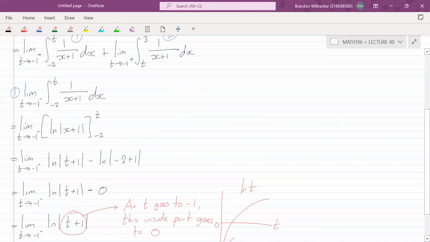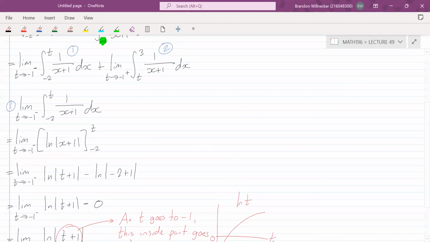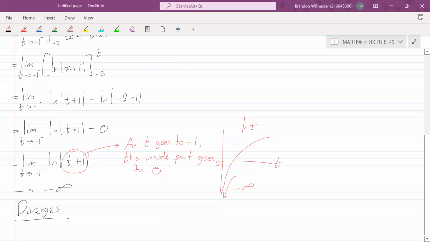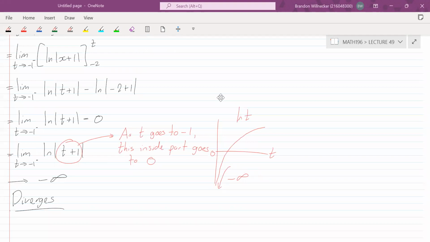Okay, so we know that the first part diverges. And remember what we said, we need both parts to converge for the total integral to converge. Since the first part diverges, the whole thing is going to diverge. Okay, any questions on that?